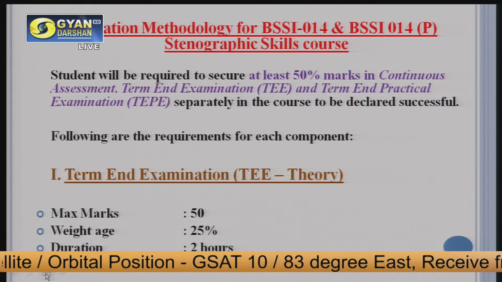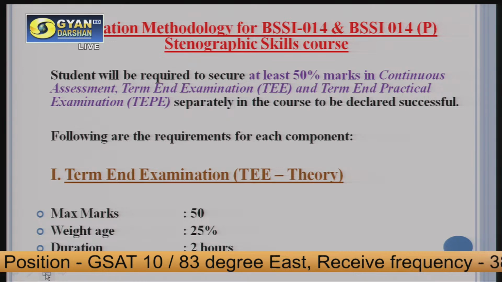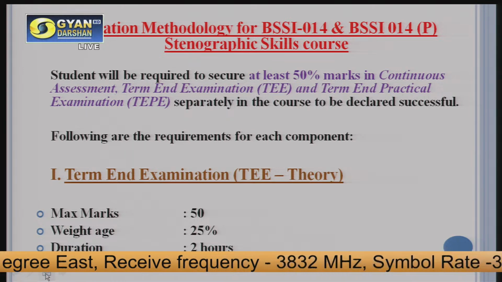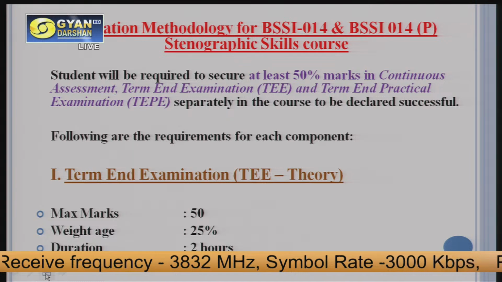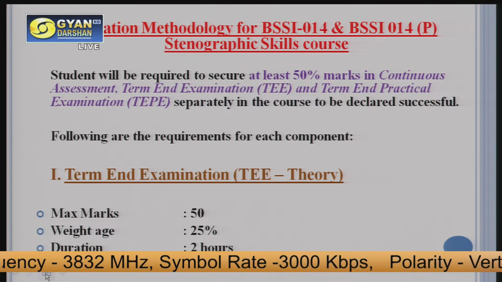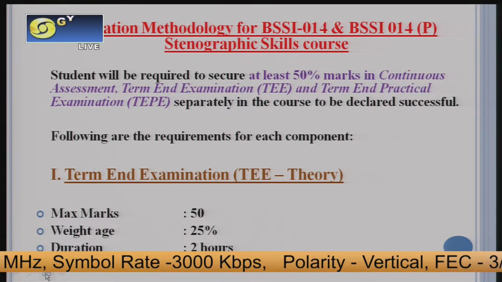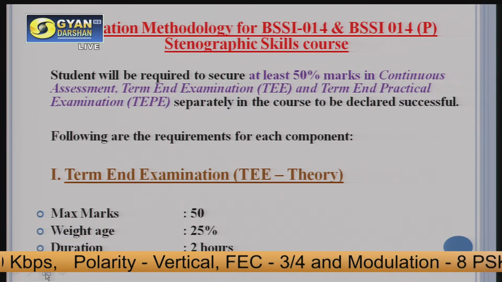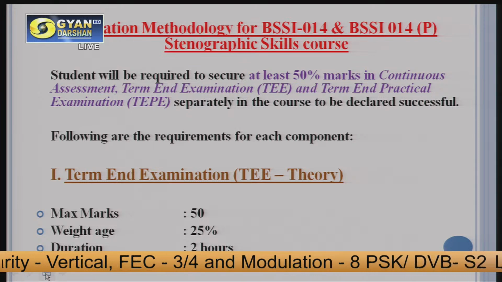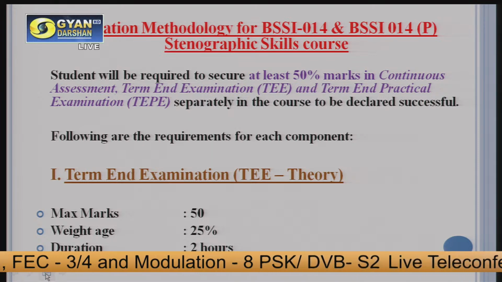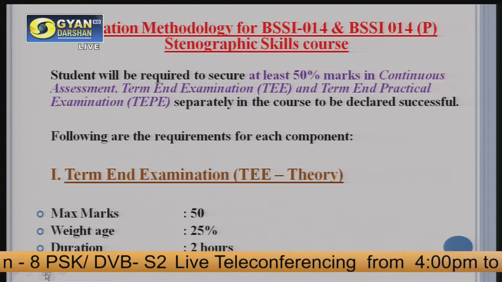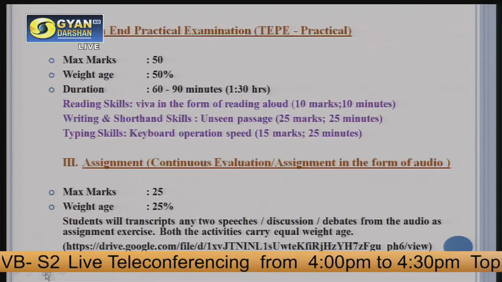Now, how are we going to assess you as far as this course on stenographic skills is concerned? Firstly, talking about your term end examination, the maximum marks will be 50. Weightage in your final grade card will be 25%, and the duration of the term end examination theory paper will be 2 hours, because it is only a 50 marks paper. So obviously the time duration will be less, it is going to be 2 hours.